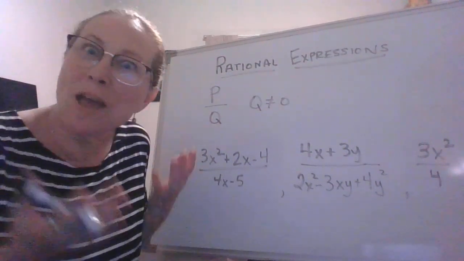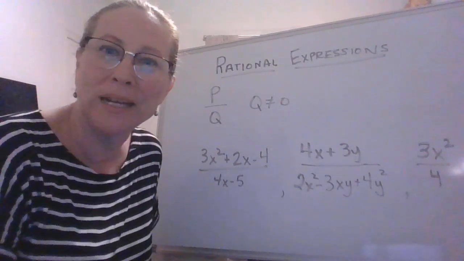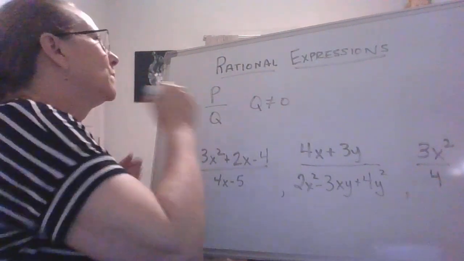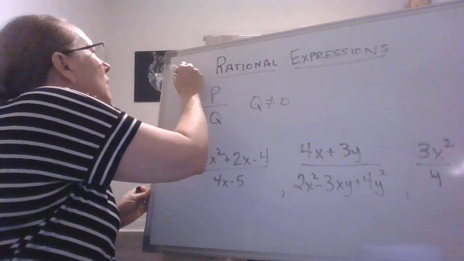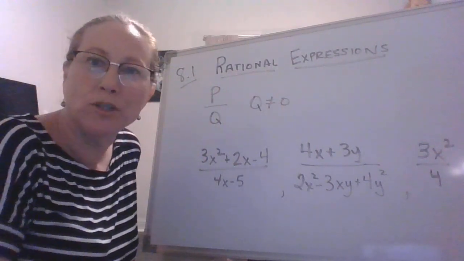We are now in chapter 8. You made it through one chapter of remote learning. We're ready to start the next, and this is section 8.1. We're going to be simplifying rational expressions.